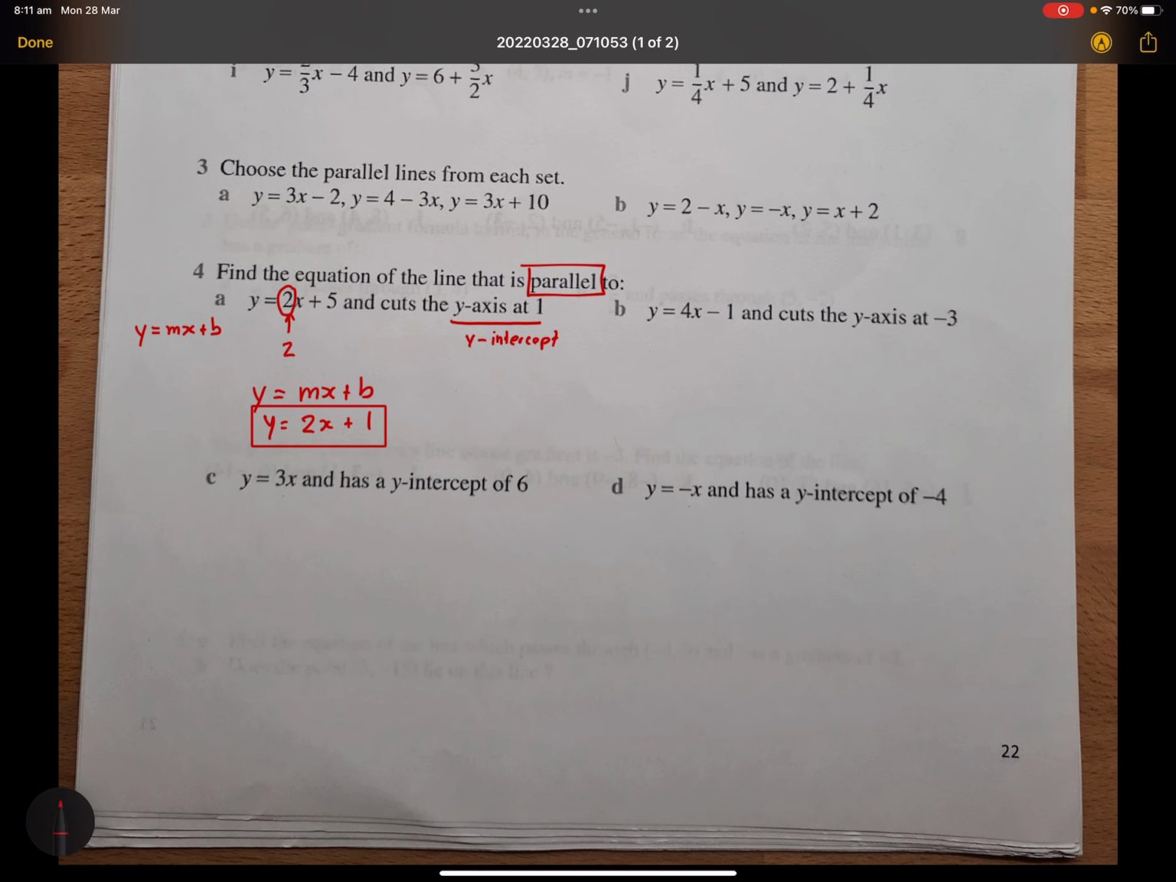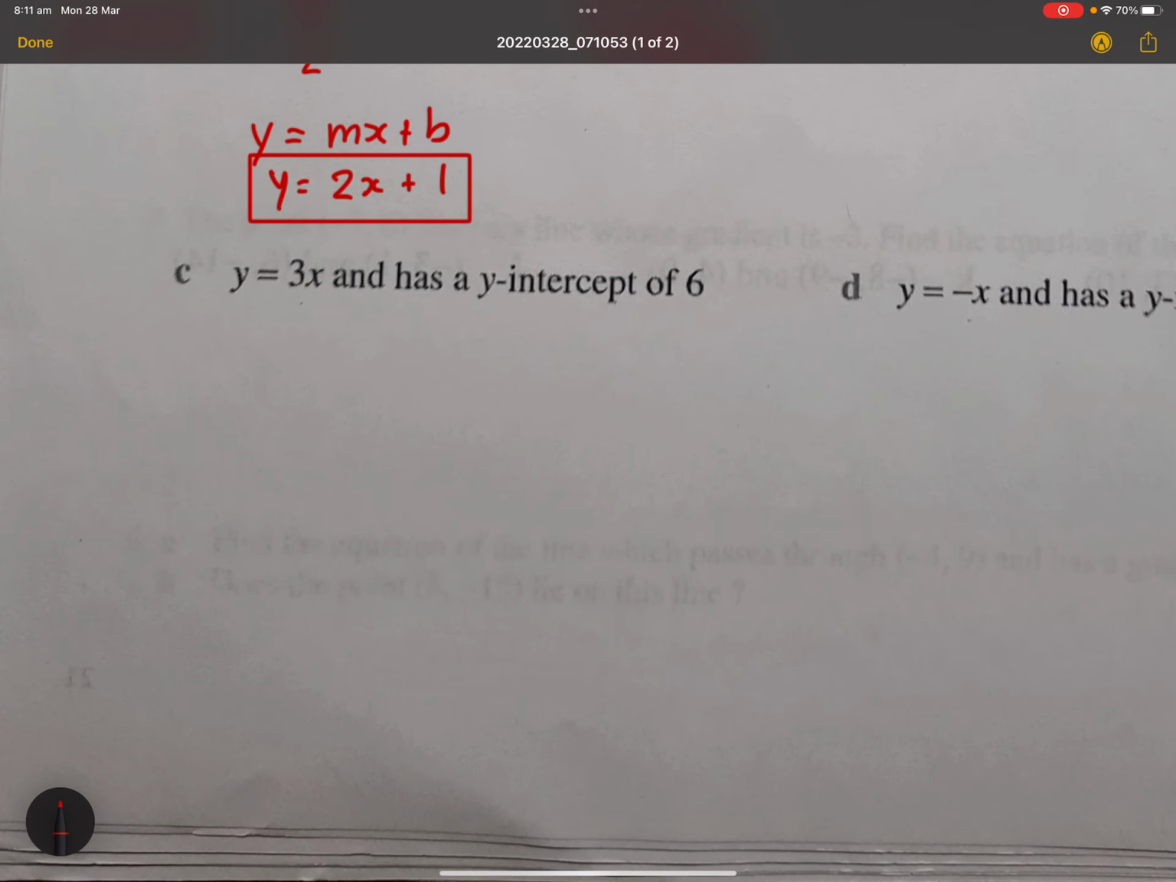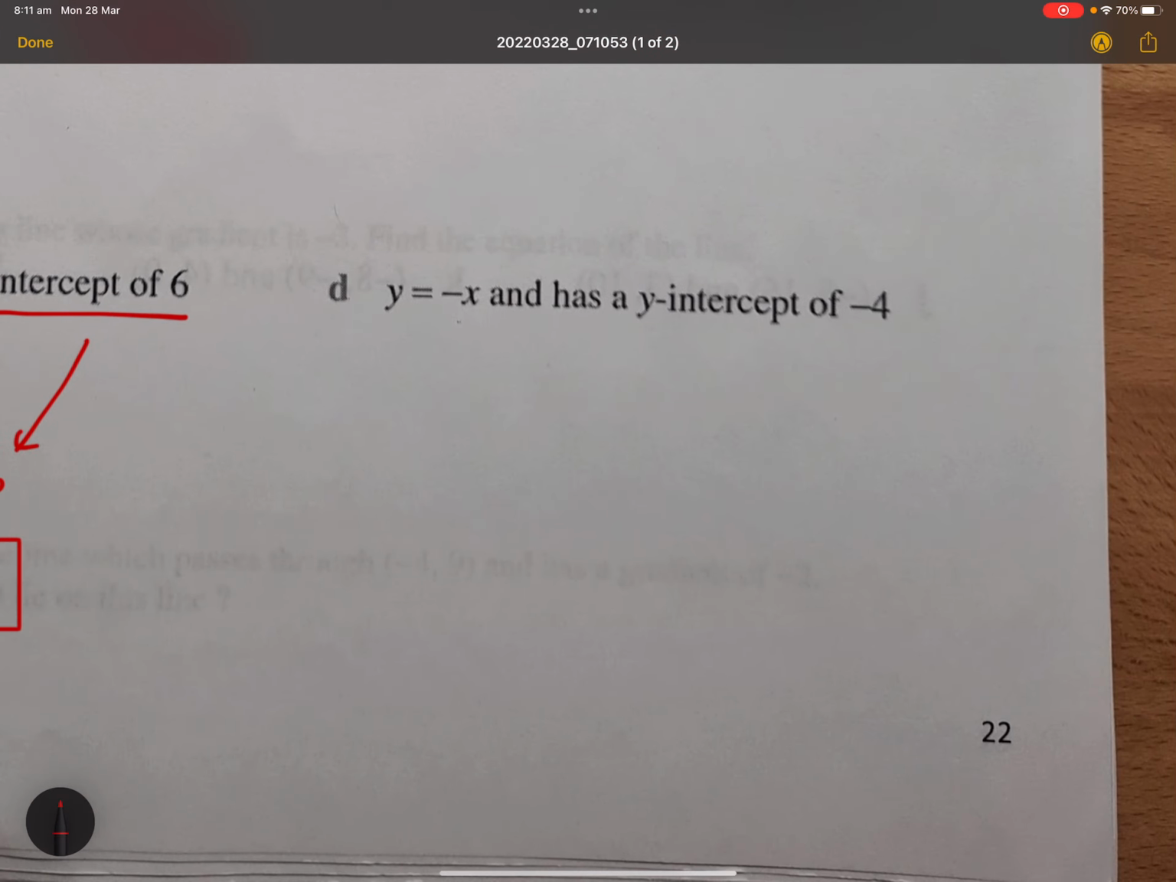Let's look at something a bit harder. Let's try question C. Now, we want a line that is parallel to this one. This one has a gradient of 3, so your m here is equal to 3. So we want y equals to have the same gradient, so it's also going to have 3x plus b. Your y-intercept is 6. B is your y-intercept, so that means y is equal to 3x plus 6. There's your answer. Okay.